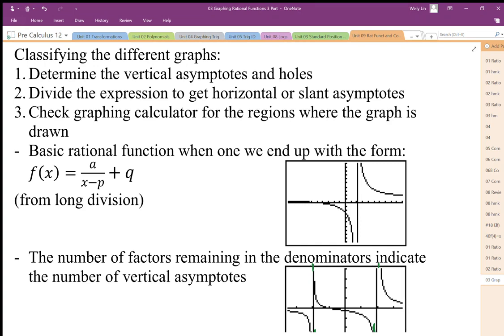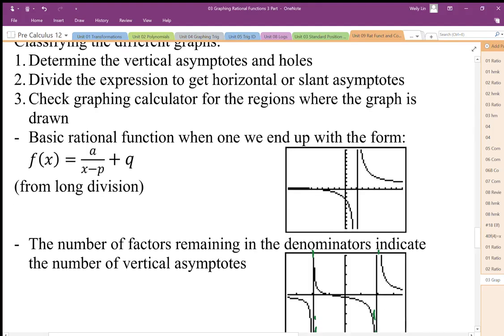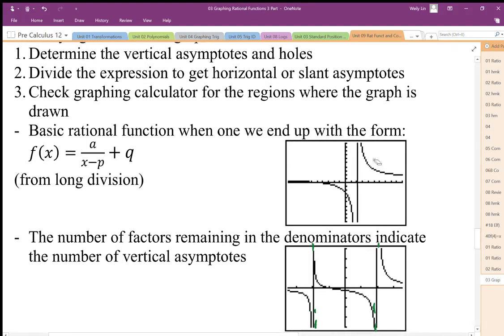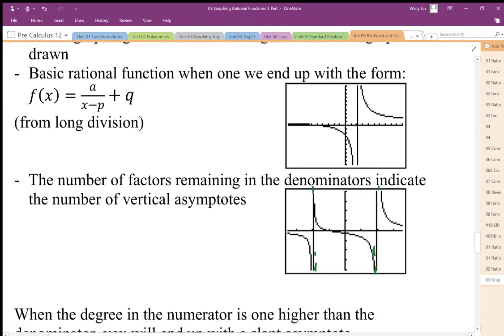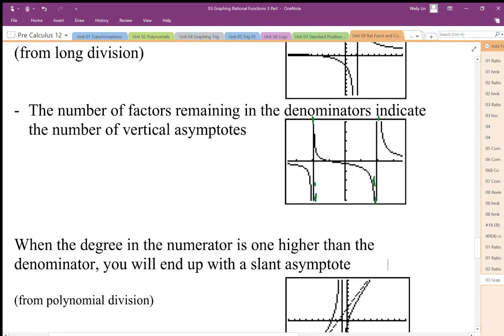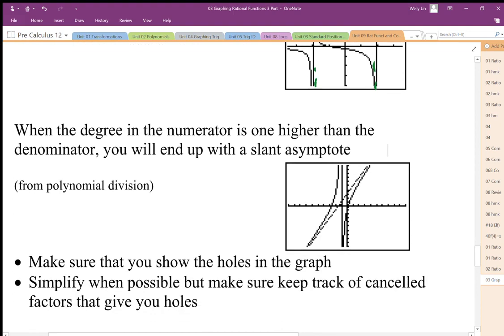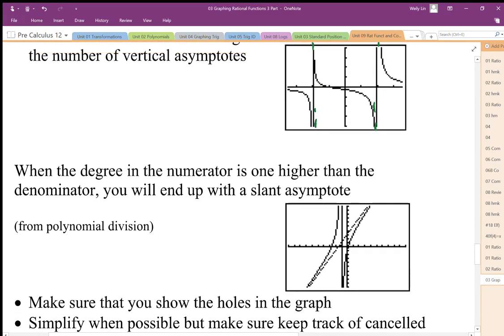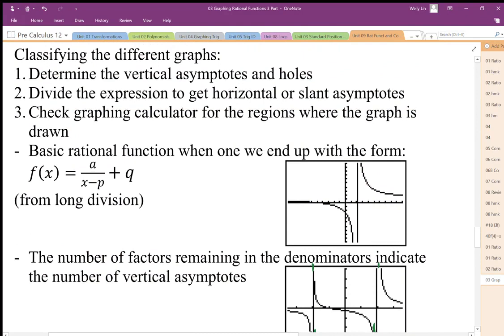At this point, we've only looked at a few different rational functions, and we really just want to classify them into three general categories. Our basic rational function with one vertical asymptote, our double vertical asymptote rational functions, and we have ones with our slant asymptote. So we can determine which of these different functions we have by looking at what's left over.